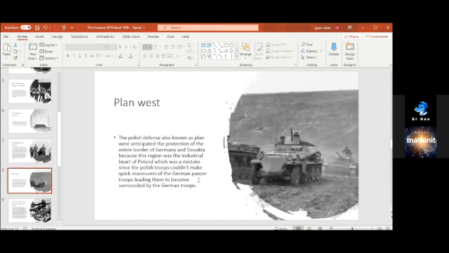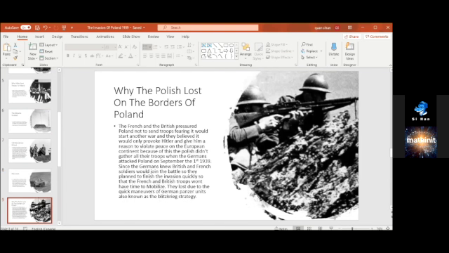Plan West. The Polish defense, also known as Plan West, anticipated the protection of the entire border of Germany and Slovakia, because this region was the industrial heart of Poland, which was a mistake since the Polish troops couldn't make quick maneuvers like the German panzer troops, leading them to become surrounded by the German troops.